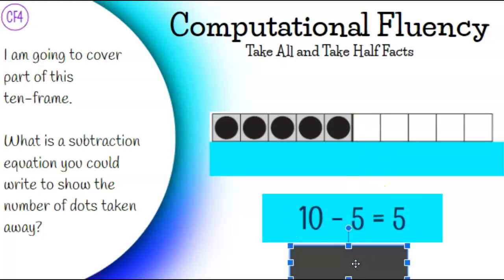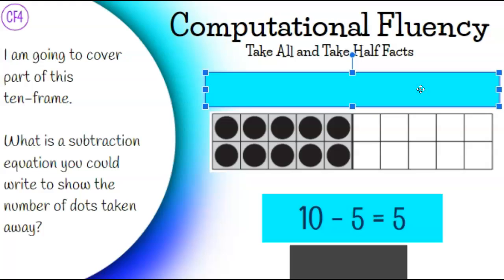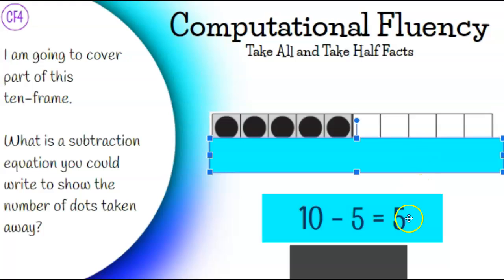You should be thinking it would be 10 minus 5 equals 5. Because if you see, we started with 10 dots. I covered up 5 and that left 5. So the equation that matches this is 10 minus 5 equals 5. Let's see if you can do one on your own now.